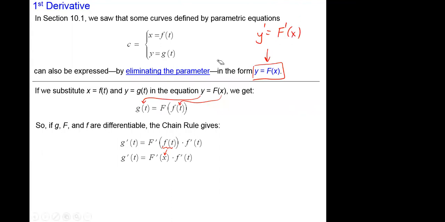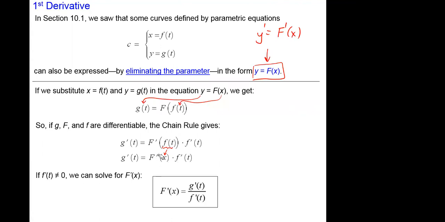Yeah? That's actually my whole point. That's the reason that I rewrite f of t as a function of x, and now I can take this line and solve for f prime of x. F prime of x is just g prime over f prime with respect to t. Right? It's a little bit weird at the moment, but that's how we can think.